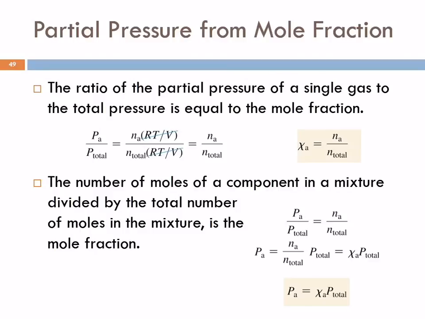So we can use this relationship to help us calculate the moles of gas. We can rearrange things here. The partial pressure of A over the total pressure of A equals the moles of A over the total moles of A. That's from up here. This moles of A over total moles of A is equal to chi A, the mole fraction of A. And we brought P total up over here, and so we get this relationship.